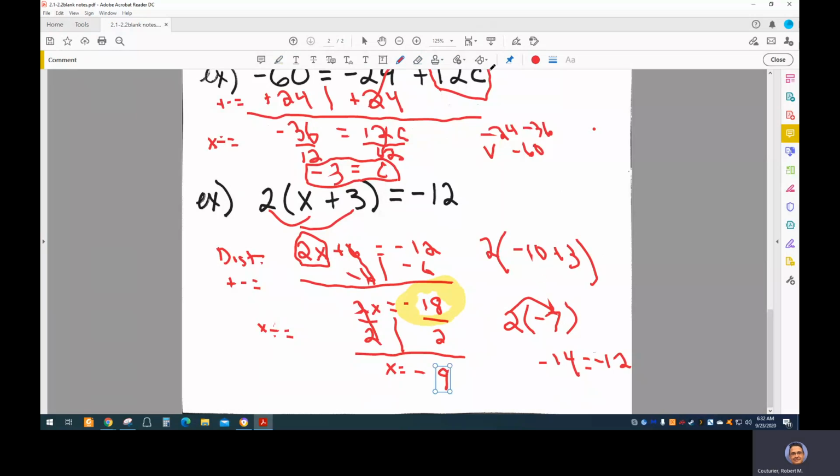Now, if I say that this is supposed to be negative 9, I can double check this. All right. So negative 9 plus a positive 3 is going to be a minus 6. And 2 times negative 6 is a negative 12. So now negative 12, there we go. Now we know for sure that x equals negative 9.